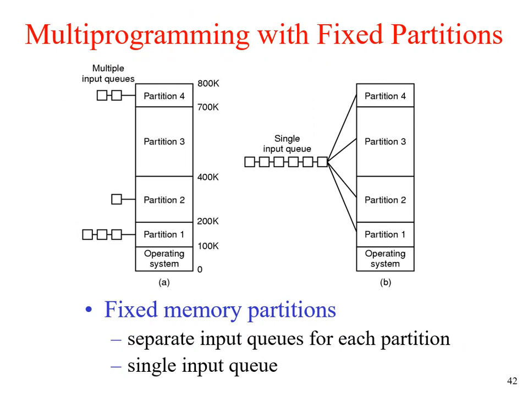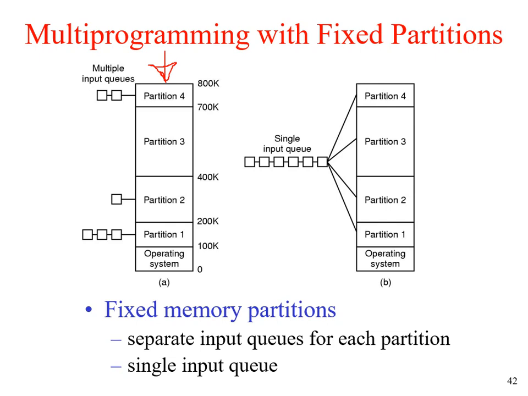For example, this is our memory block. And our memory block is 800K, right? We have the operating system taking 100K, partition 1, 100K, partition 2, 200K, partition 3, 300K, and partition 4, 100K, right?